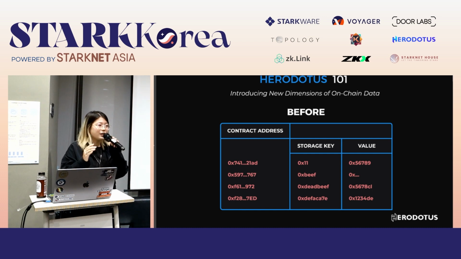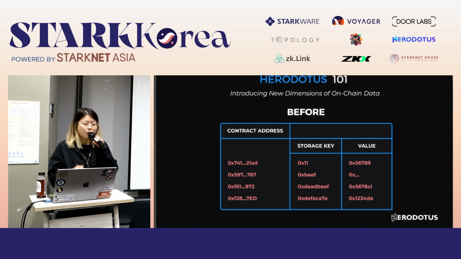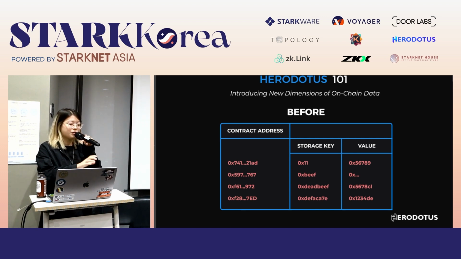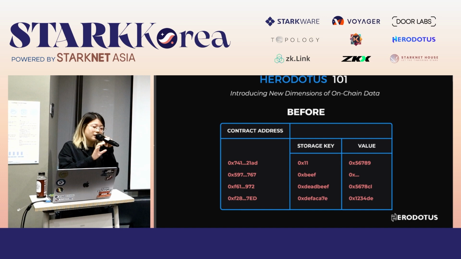We have to think of what is Ethereum's current state. Before, we store the data like contract address, storage key, and value inside Ethereum. But we are missing one dimension, which is time. What if we can actually get the specific contract address, storage key value at a specific block number? This dimension is lacking in the current Ethereum state.